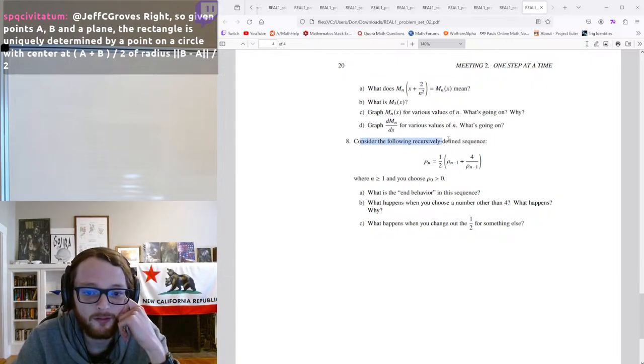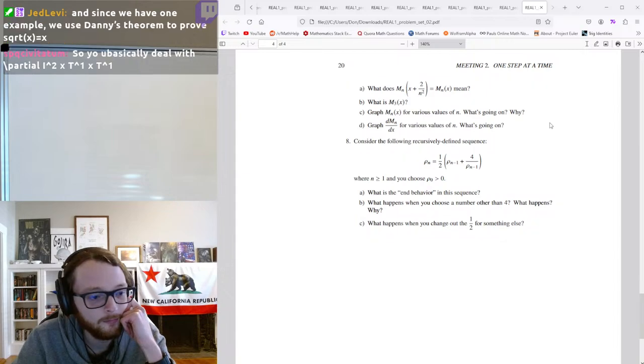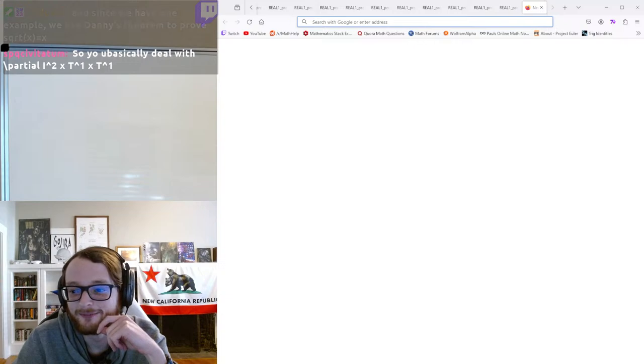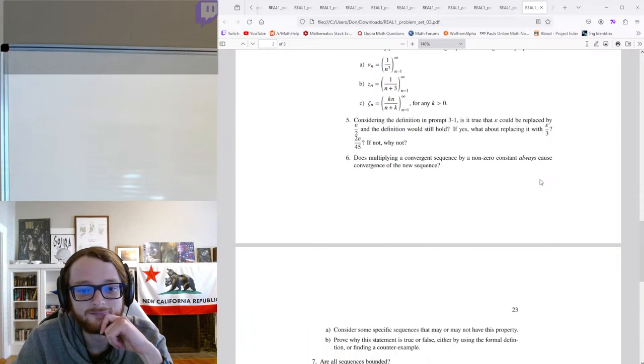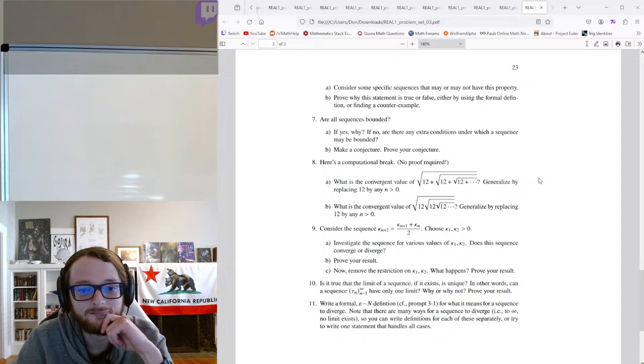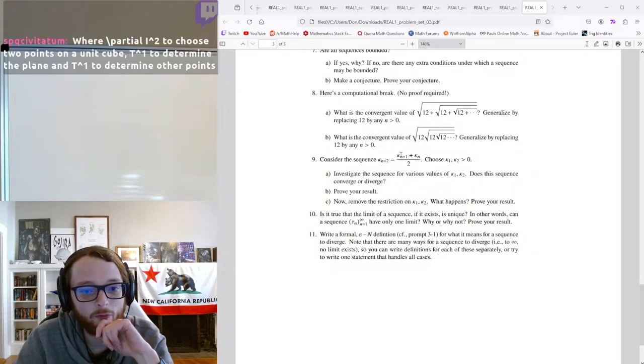I believe I did do this question, but Zone Ranger recommended a video related to this that I forgot to actually go and watch, so I should go and watch that. But yeah, this recursive sequence calculates the square root of 2, I think. We use Danny's theorem to prove square root of x equals x. Oh, wait, or it was this one that Zone Ranger said there's a video on. I think it was this one.